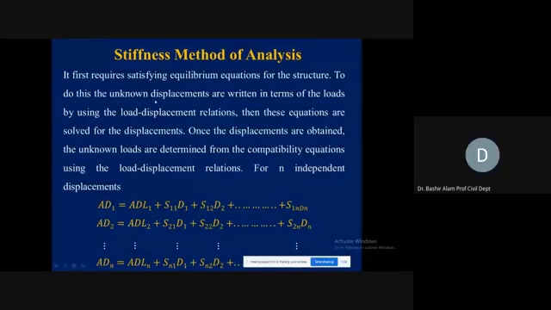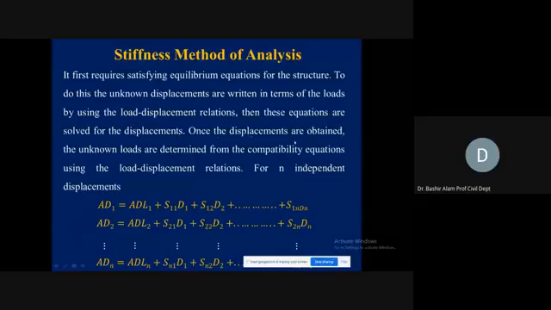Now to do this, the unknown displacements are written in terms of the loads by using the load displacement relation. We will write the load displacement relation. Then these equations are solved for the unknown displacements.